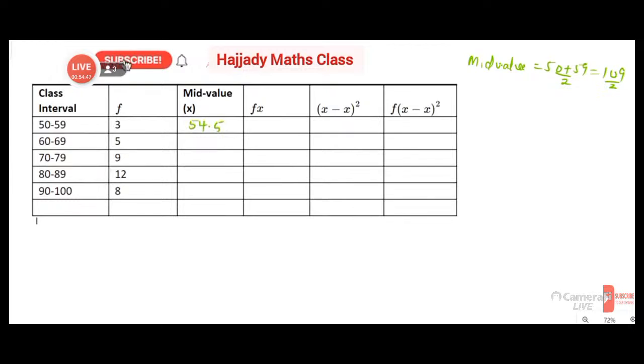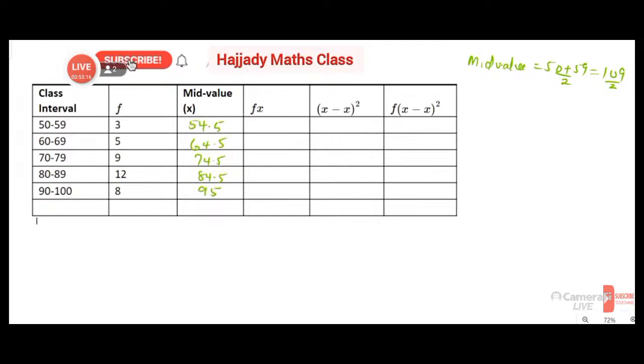If the same thing is done to 60 to 69, here we are going to have 64.5, and here we are going to have 74.5. Here the middle value is going to be 84.5. And lastly, don't forget, here the interval is from 90 to 100, so our mid value is not going to be 94.5, but instead the average is going to be 95. So that is our mid value.